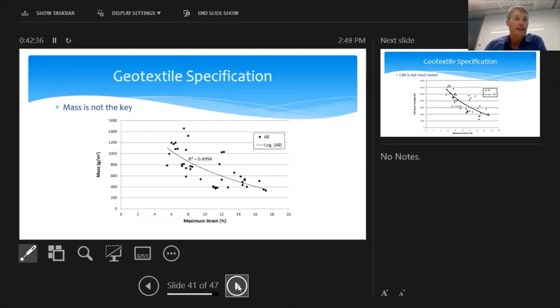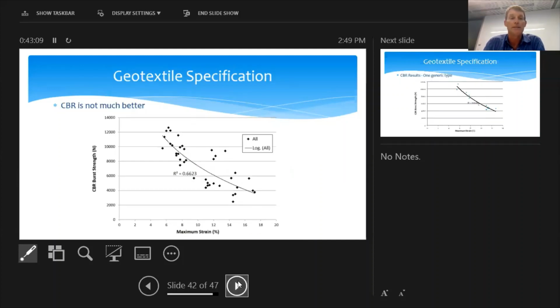So, I see I'm running close to time here, so I'll keep moving. In terms of geotextile specification, while we've talked about geotextiles in terms of grams per square meter, what you can see from this chart, with geotextile masses going up and strains going this direction, is that the relationship is not very good, with an R-squared value of about 0.5, which is not very good for identifying what truly works with the material.